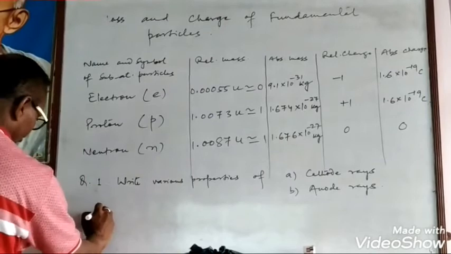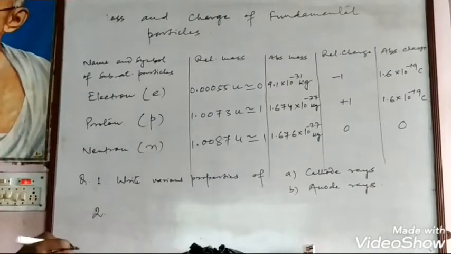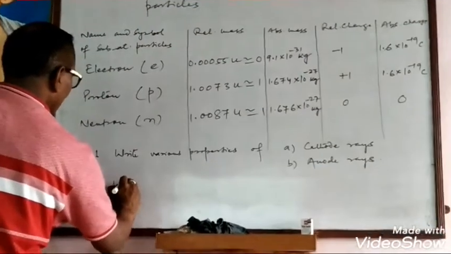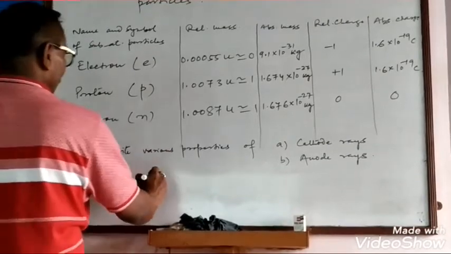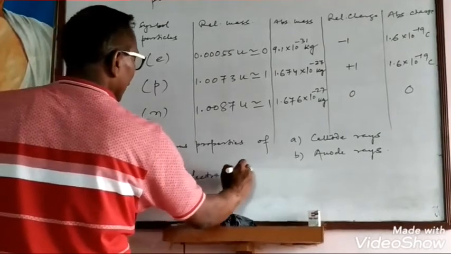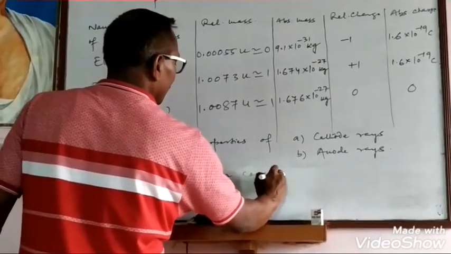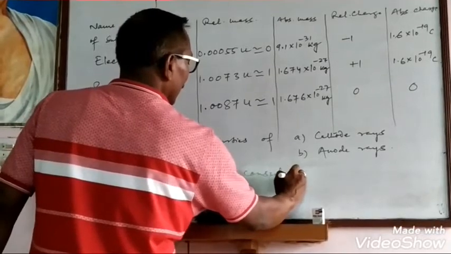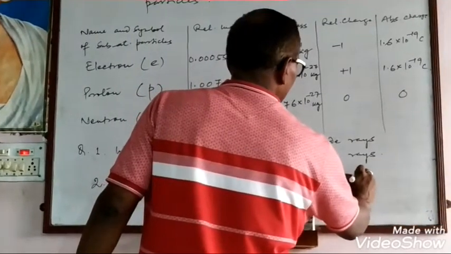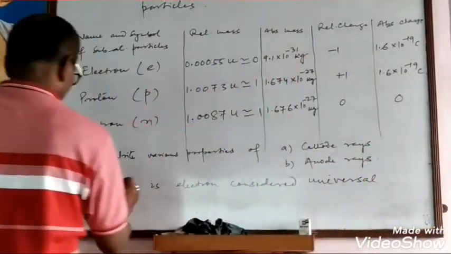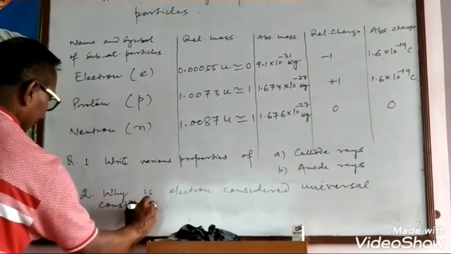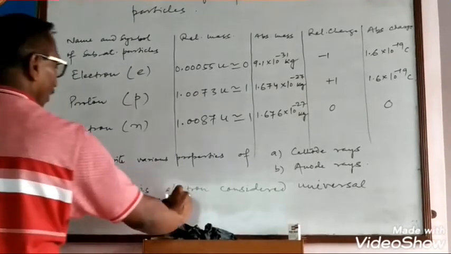And second question is also important. Why is electron considered universal constituent of all matter?